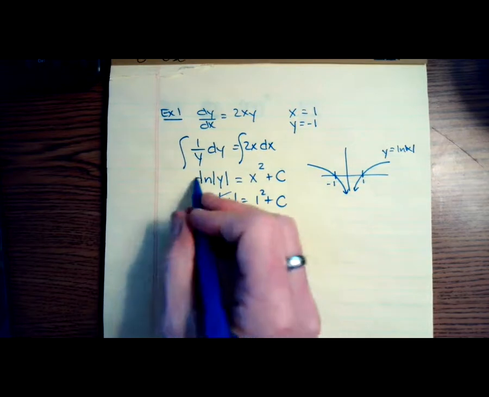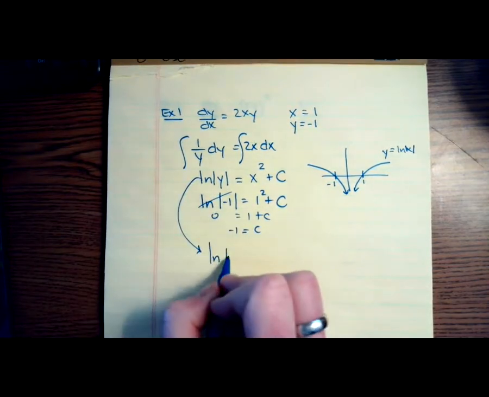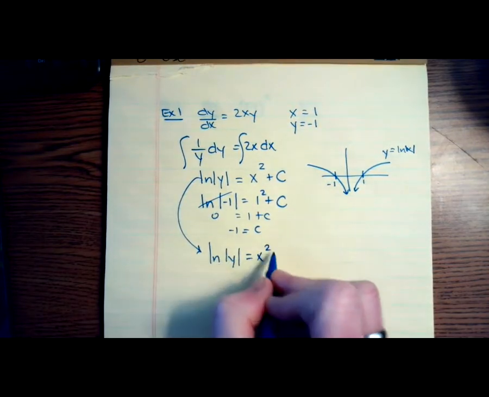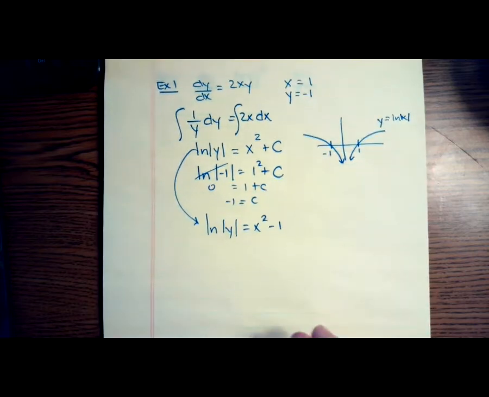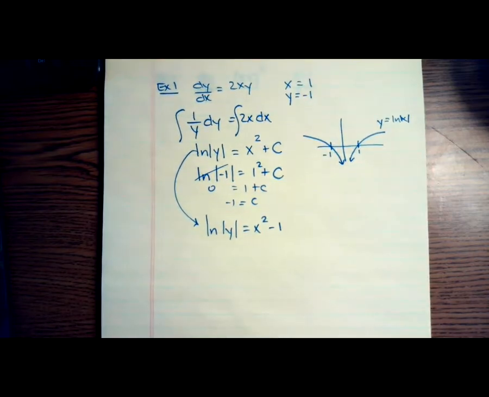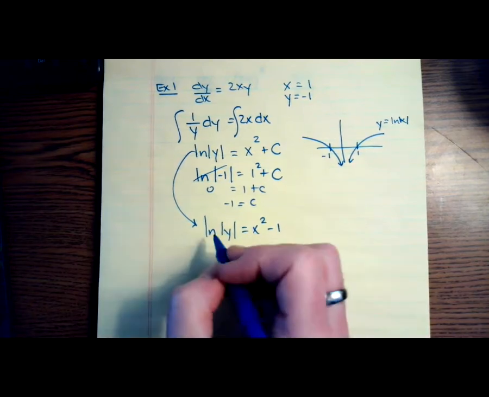So I'm going to go back to my step here. ln of the absolute value of y equals x squared minus 1. So now I want to solve for y. Typically on the AP exams, they ask you to solve for y equals f of x. Solve explicitly for y. So how do I do that?